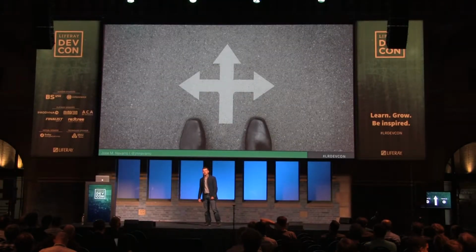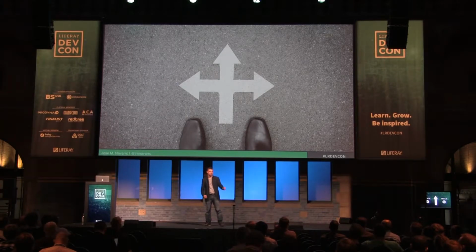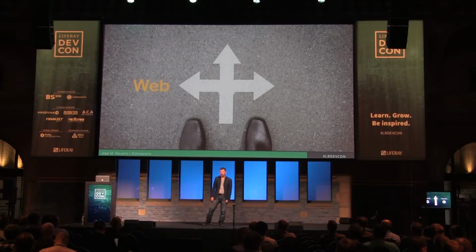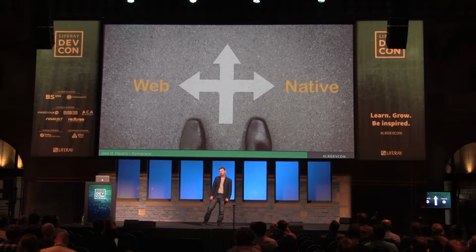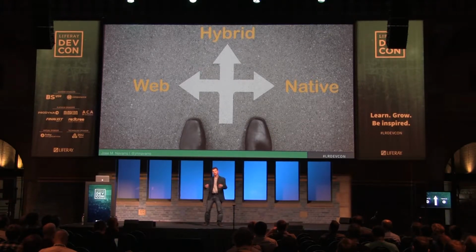And when you approach a mobile project, you have three alternatives. You can do your responsive website, where you mainly work at the CSS level. You can have the native approach, where you try to make the most of your device capabilities, and you have the middle in between, which is hybrid, trying to make the best of both worlds.